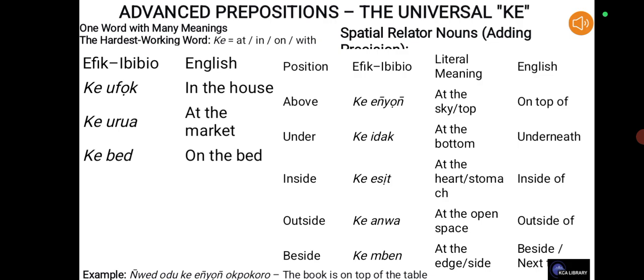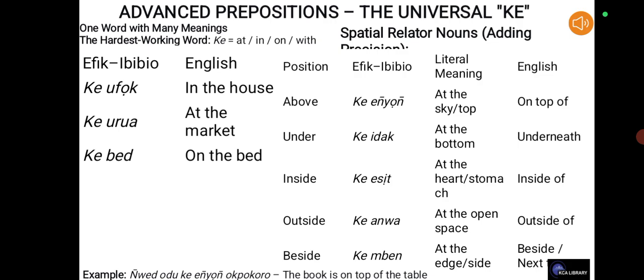This section introduces ku, the most flexible word in Efik-Ibibio prepositions. By itself, ku can mean at, in, on, or with, and you know which one from context. Omi odiyuku yufok can mean I am at home or I am in the house. To be exact, you add special relator nouns after ku. Enyon means top, so ku enyon okpekoro means on top of the table. Idak means under, so ku idak okpekoro means under the table.